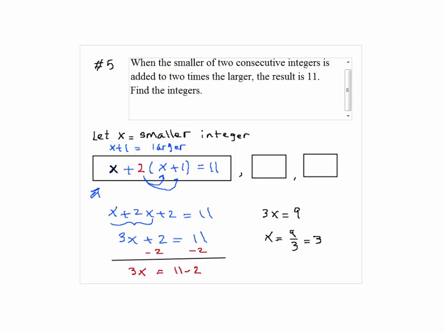So the first number here is 3. The one next to it would be one more than that, so it must be 4. So the two numbers that we are talking about would be 3 and 4. And you can check your answer easily. If you take the first number and double the second number, it should add up to 11. 2 times 4, 8, plus 3 is equal to 11. It works.